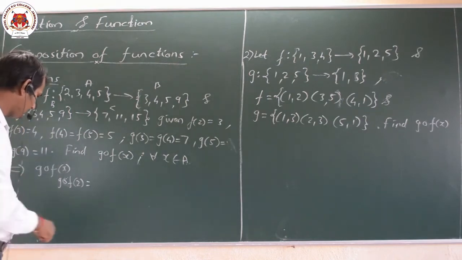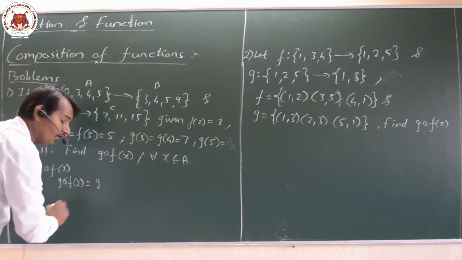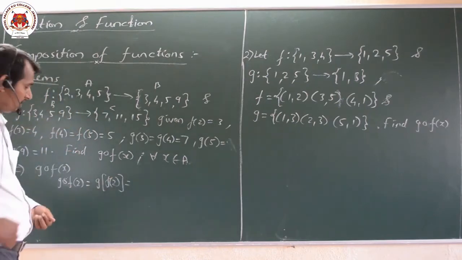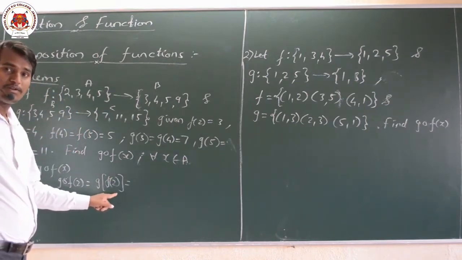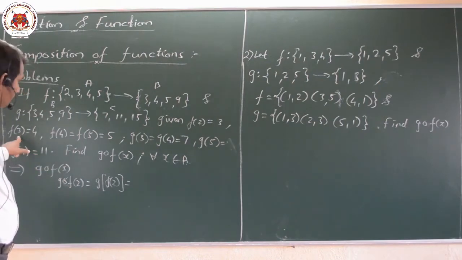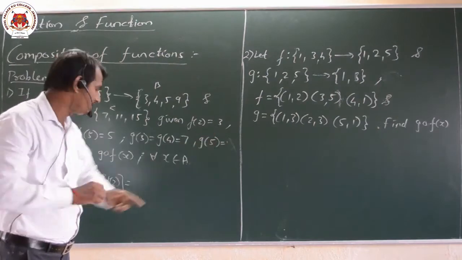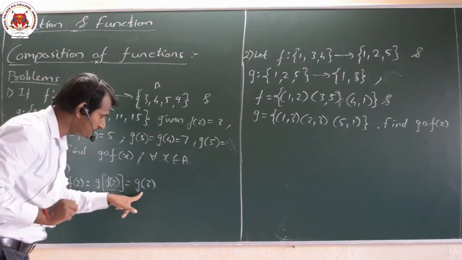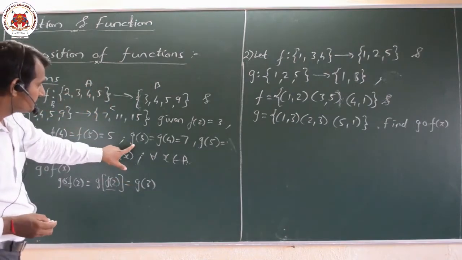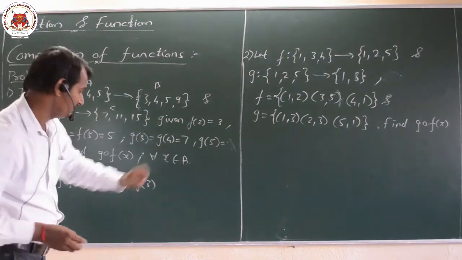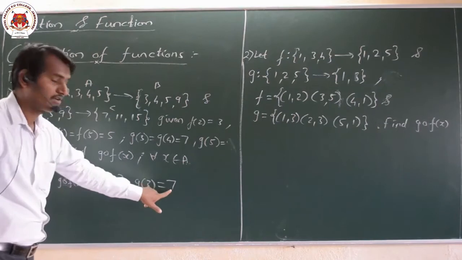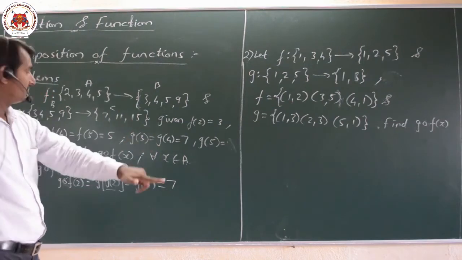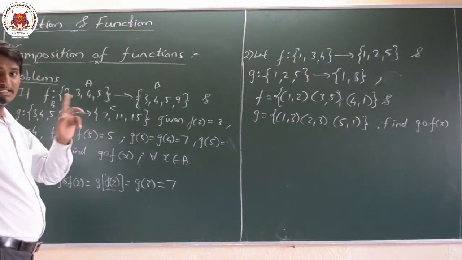According to the definition, g(f(2)). Now what is the value of f(2), dear friends? Let us observe. The value of f(2) is 3. That means this is g(3) now. Is it clear? Now we have to find the value of g(3). Already it is given: g(3) = g(4) = 7. I will write it as 7. So this is our required answer, and we can observe that this 7 is an element of the set C. That is very clear now.